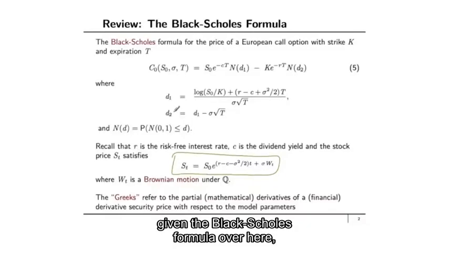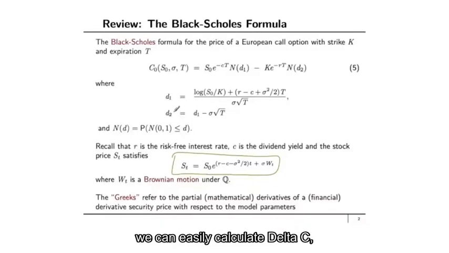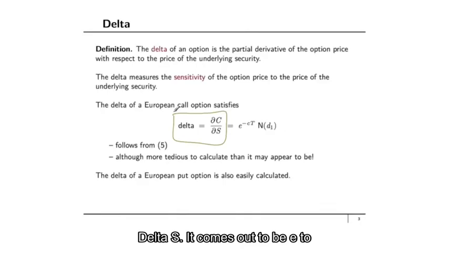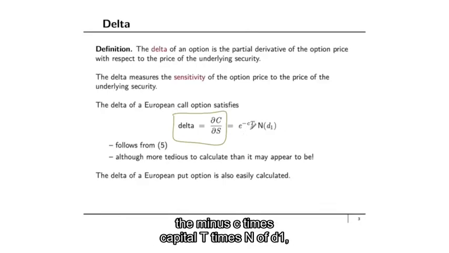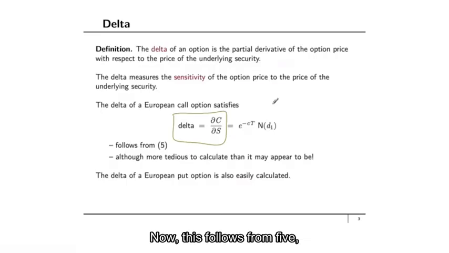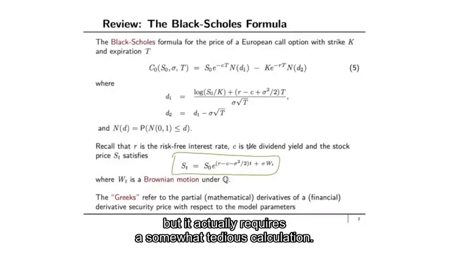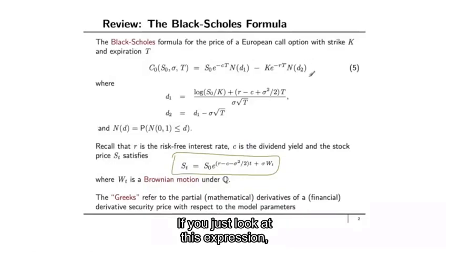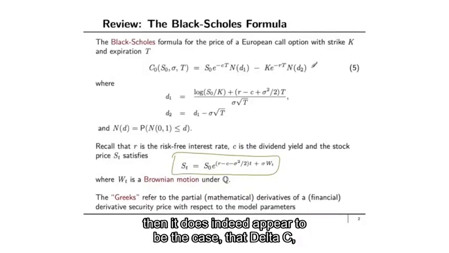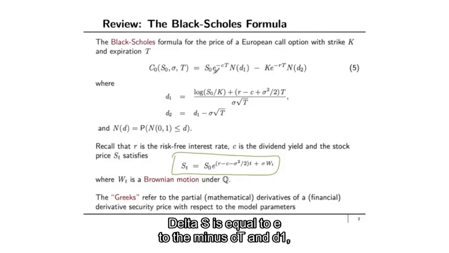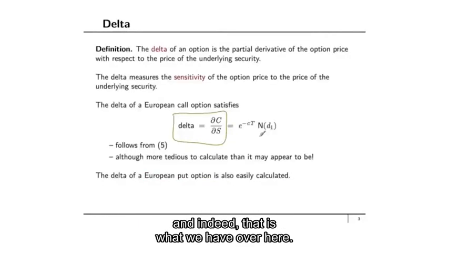Now, given the Black-Scholes formula over here, we can easily calculate ∂C/∂S. It comes out to be e^(-cT) N(d1), where, if you recall, N is the cumulative distribution function for a standard normal random variable. Now, this follows from the formula, but it actually requires a somewhat tedious calculation. If you just look at this expression, then it does indeed appear to be the case that ∂C/∂S is equal to e^(-cT) N(d1). And indeed, that is what we have over here.